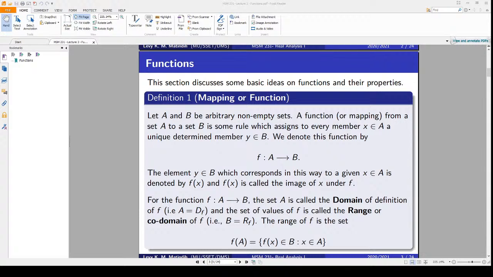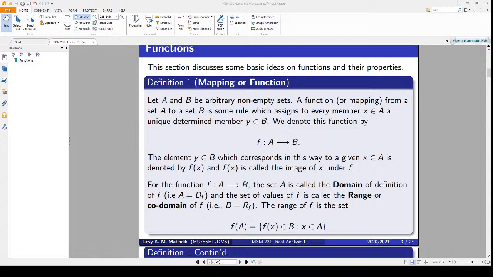So the range of the function f is written as f(A), which is equal to {f(x) ∈ B such that x ∈ A}. So this set contains all those values in B that you obtained by the function acting on those elements in A. So you obtain these elements in B by means of the function acting on an element x which is in set A. This is how we write, in set-builder notation, the range of a given function.